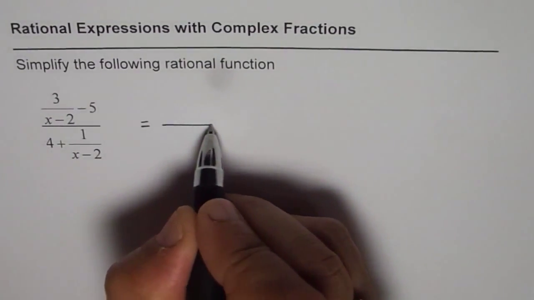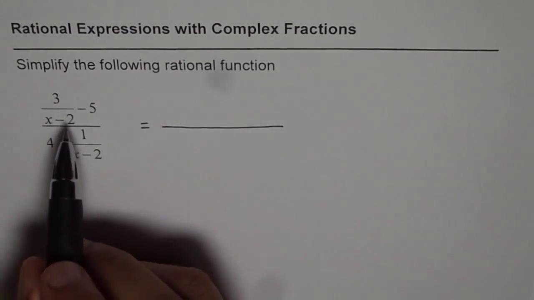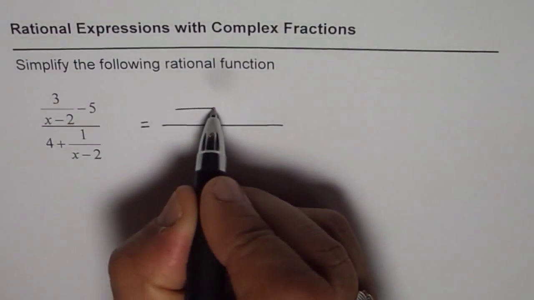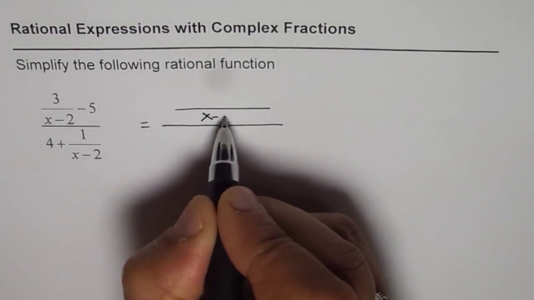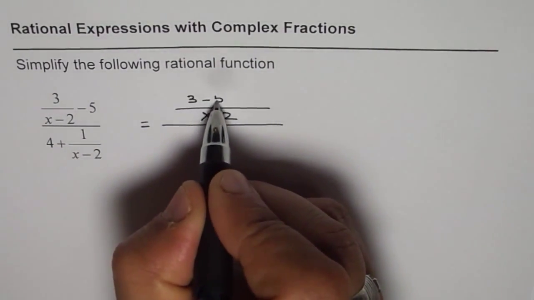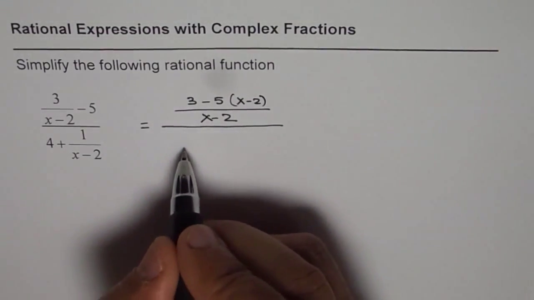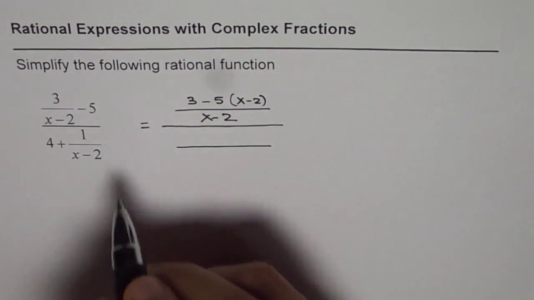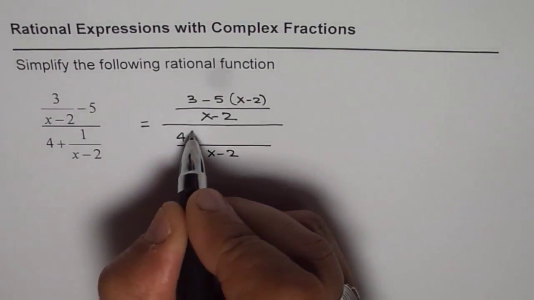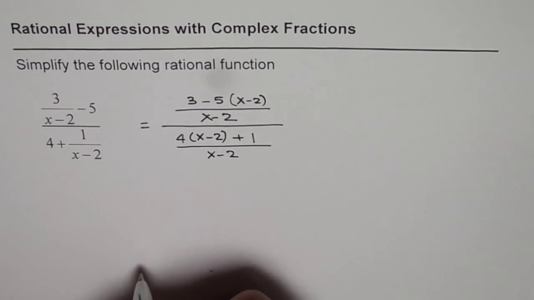So, in this case, we have a complicated numerator in the form of a fraction. Let's take a common denominator of x minus 2 in the numerator. So the numerator's denominator is x minus 2, and what we get here is 3 minus 5 times x minus 2. In the denominator also we can take x minus 2 as a common denominator, and what we get is 4 times x minus 2 plus 1.